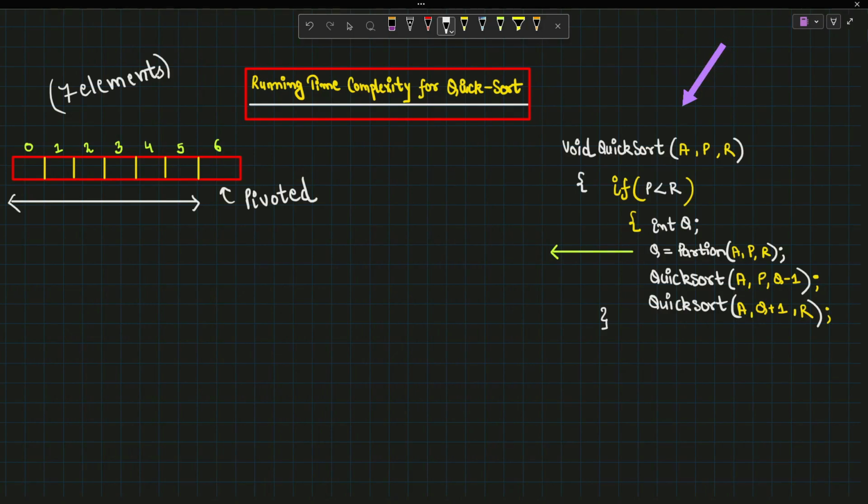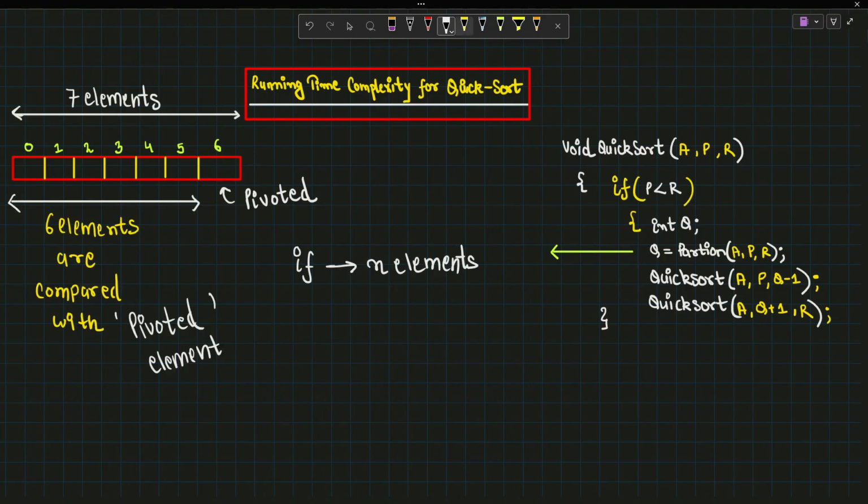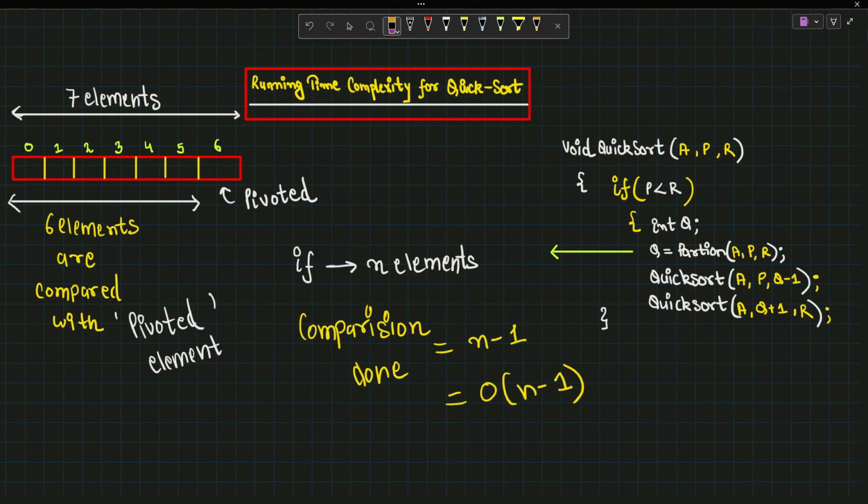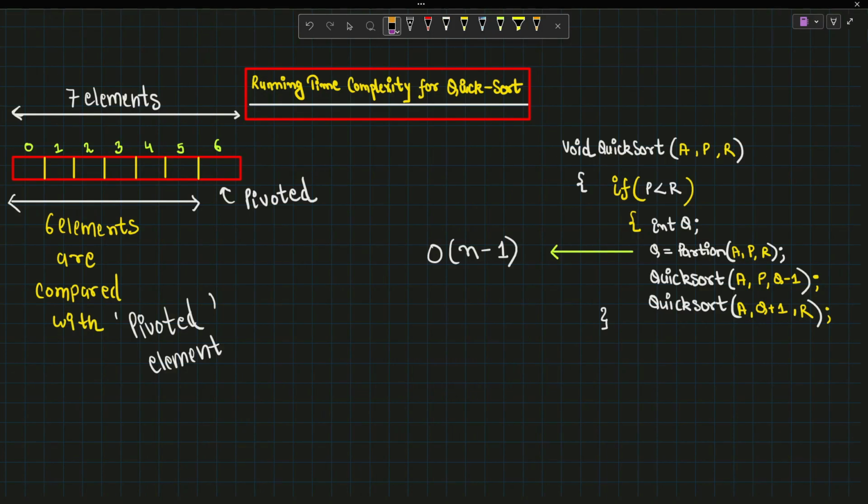Now, to find out the running time complexity, we have to create a recurrence relation first. To move forward, we have to calculate the running time complexity for the partition algorithm first. If there are n elements present in the array and we pivot the last element, the leftover elements will be equal to n minus 1 (excluding the pivoted element), so the comparisons done will be n minus 1. So our running time complexity for the partition algorithm comes out to be big O of n minus 1. Since we assume input n to be a very large number, the complexity will be equal to big O of n.